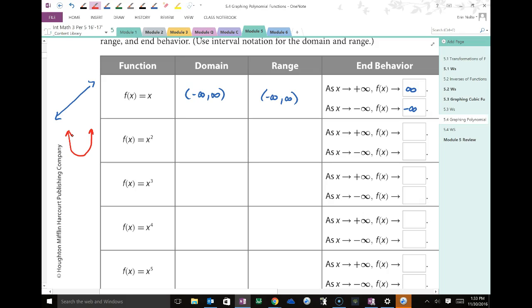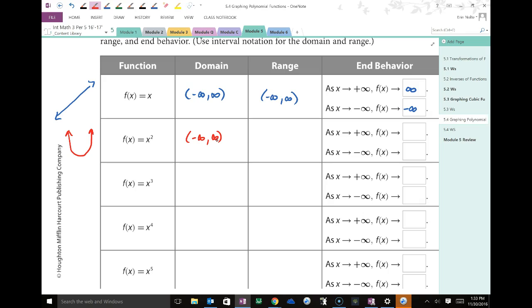Okay, so what is the domain? What are the values that x can be for a parabola? Okay, you're thinking y's. So domain is your x's, so left to right. You can put any number in. So the domain is going to be from negative infinity to positive infinity. There's no restriction on the x value. I can plug any number in and I will get something out.